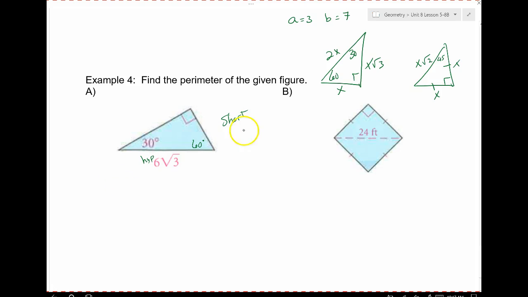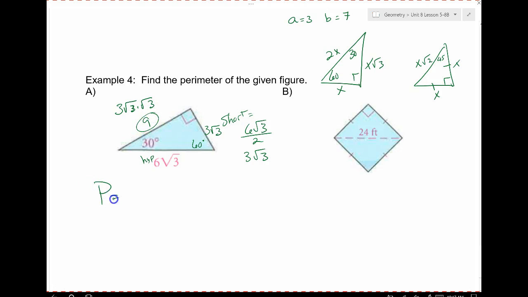Divide by 2. So what's 6 root 3 divided by 2? 3 root 3. Okay, so that gives me 3 root 3. Awesome. So that's the short. How do I get from the short to the long? Multiply by root 3. Good job. So 3 times the square root of 3, what do we get? So 3 root 9 reduces down to what? This should be 9. Remember, root 3 times root 3 is 3. So 3 times 3 is 9.